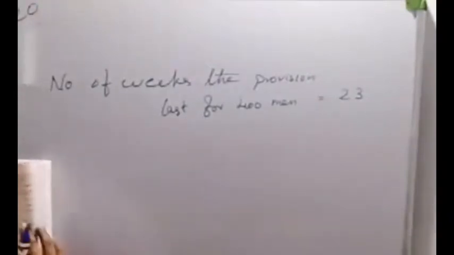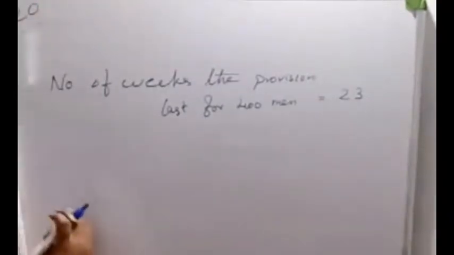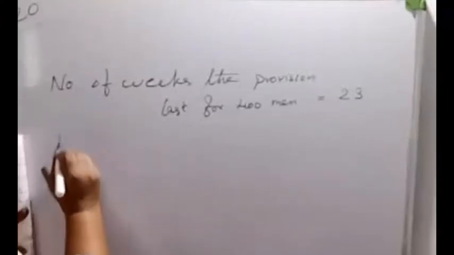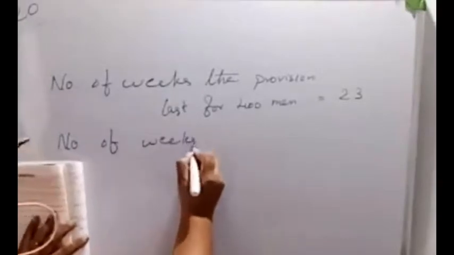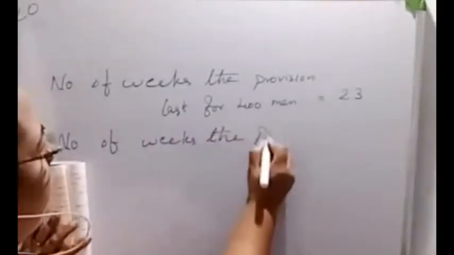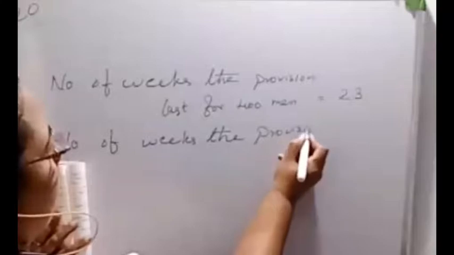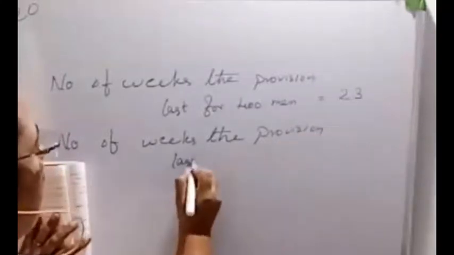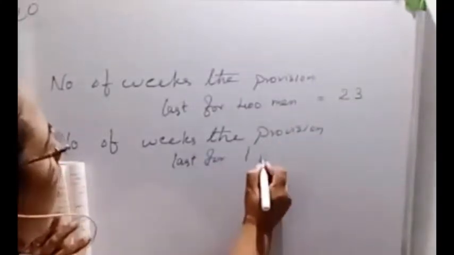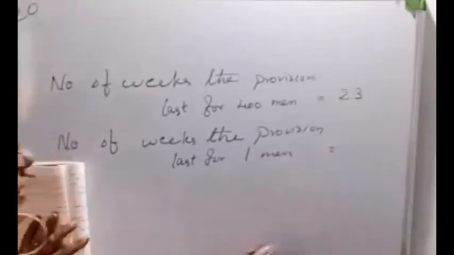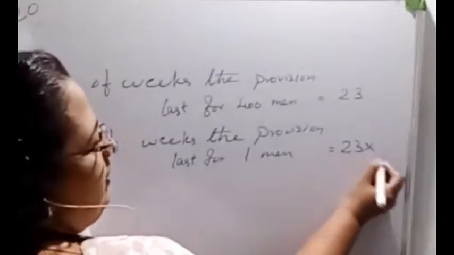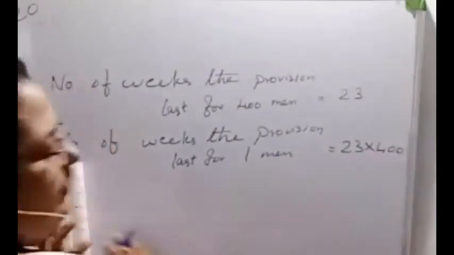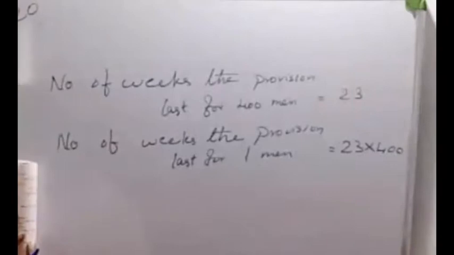Fine, next. Now what we have to find is the number of weeks the provision lasts for one man. For one man, more provision will be lasting, isn't it? So we have to multiply: 23 multiplied by 400. Yes. Now what?